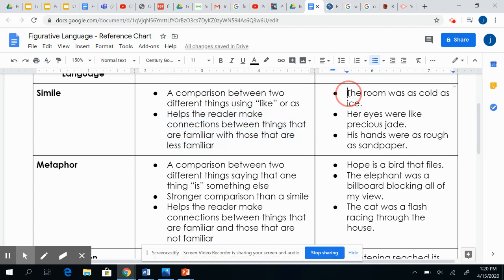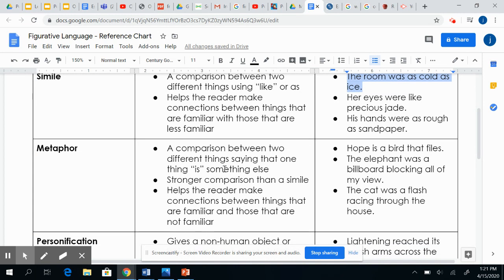For example, the room was as cold as ice. Well, since I wasn't in the room to know what it was like, it helps me to know that ice, which is something I'm familiar with, is very cold, and the room, which is something I'm not familiar with, was just like it. It gives me, as the reader, a better understanding of what that room or that setting is like.